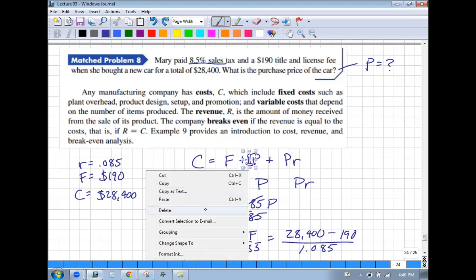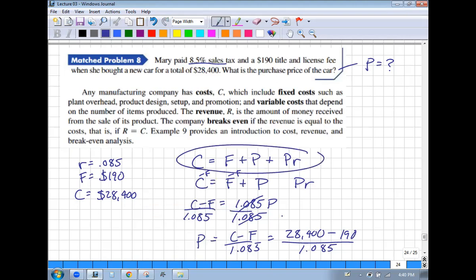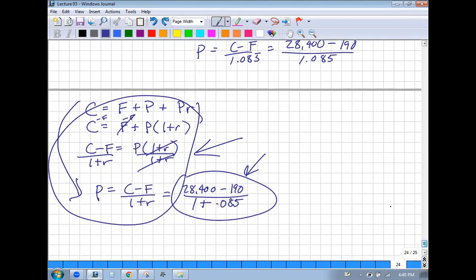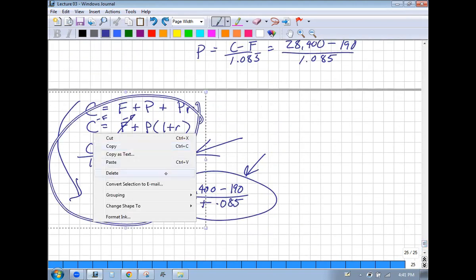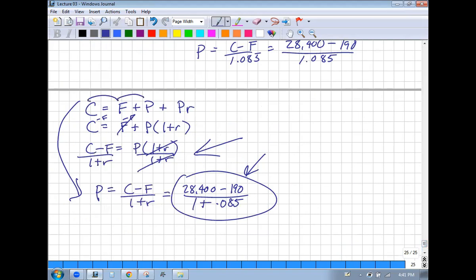So you start off with that. What do you want to know? You want to know what P is. So you can solve for P, right? All right, cost, fee, price, and R is the tax. All right, and then you can get the P by itself.